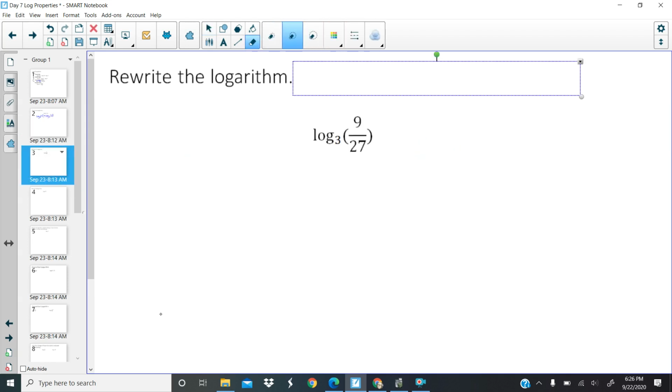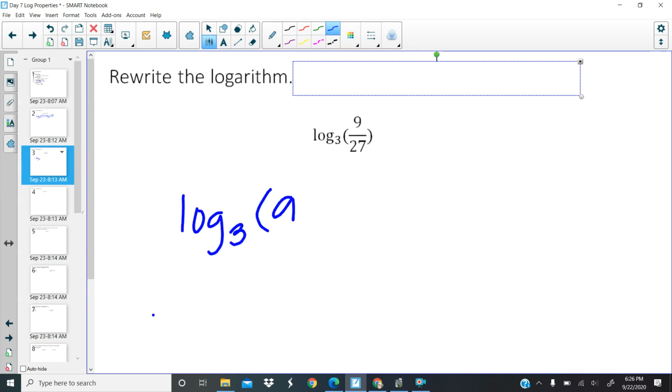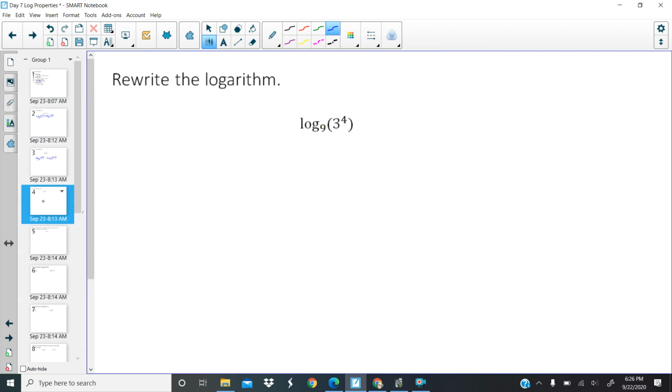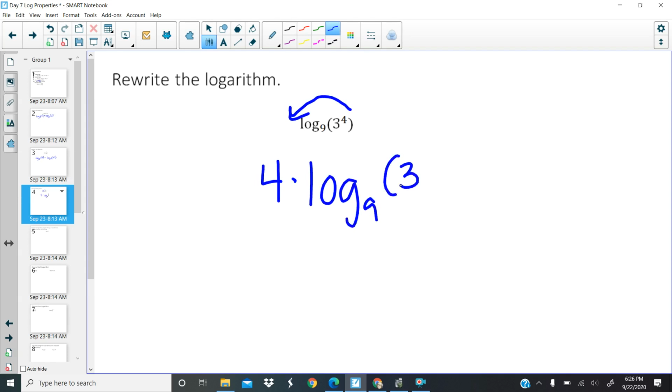The next one is the quotient rule. For this one, you would have log base 3 of the numerator, and then the division, whenever you're expanding it, is going to become subtraction, and you would have log base 3 of the denominator. And the last one is going to be the power of a power rule. In this one, you're just going to take that 4 and move it to the front. So it would be 4 times log base 9 of 3.